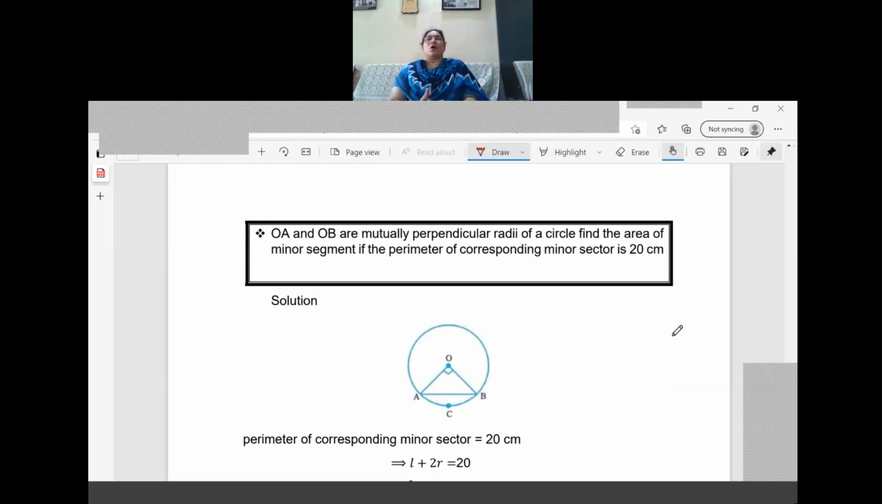Okay, the next question. OA and OB are mutually perpendicular radii of a circle, find the area of the minor segment if the perimeter of the corresponding minor sector is 20 centimeter. This type of question you should take little care, because the perimeter of the corresponding minor sector is given, 20 centimeter.